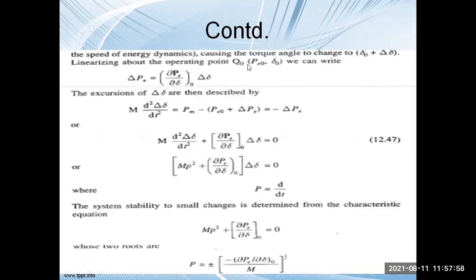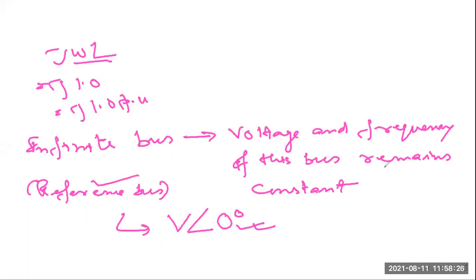Now we are linearizing this about the point Q0, so we are calculating the net differential change in electrical power. So this is delta P equal to delta P by delta delta into delta delta. This is a differential change. So basically the net differential change is calculated. I will show you how we are calculating the net differential change.